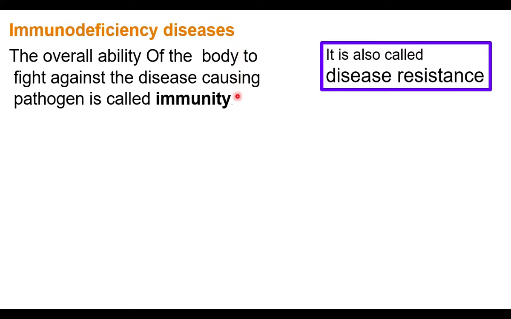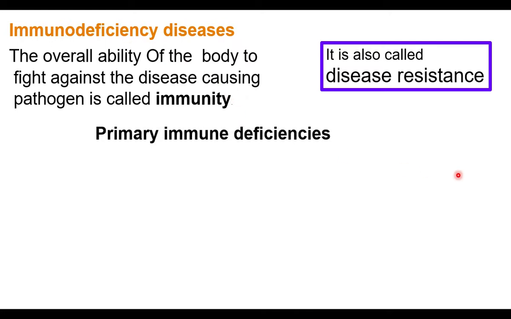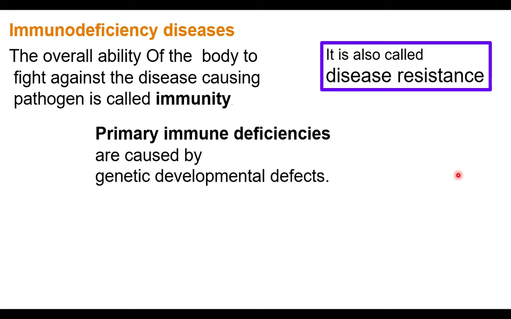The immune system has many components. If any one of the components is defective, that will result in immunodeficiency. Here there are two types of immunodeficiencies. The first one is primary immunodeficiencies. Here the reason is genetic. Primary immunodeficiencies are caused by genetic or developmental defects. The genes are responsible for proteins and for antibodies. So the defective genes result in primary immunodeficiencies.